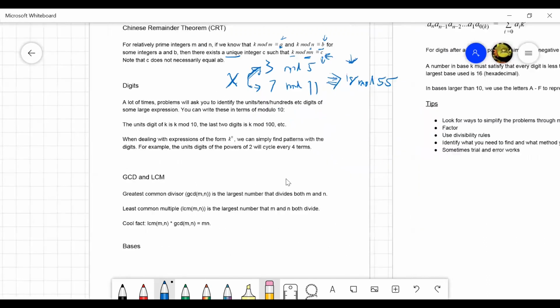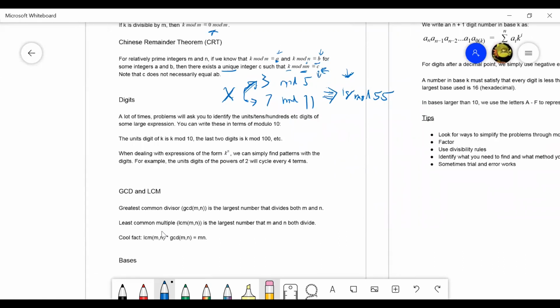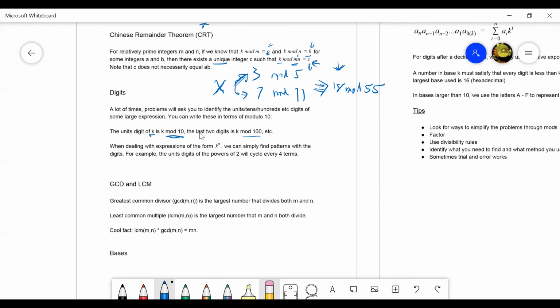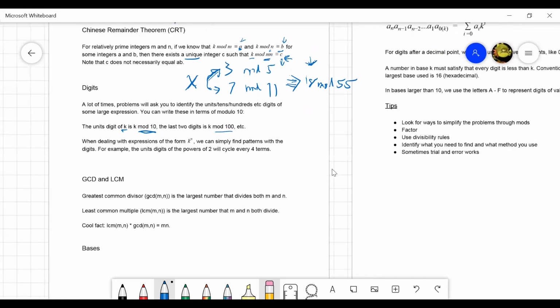All right, so next we're gonna talk about digits, and this pertains more to these combination problems where they ask you something about the units digit, tens digit, hundreds digit, something like that. The way you can deal with it in number theory is by putting it in terms of modulo 10 or powers of 10. So the units digit of some number is just that number mod 10. The last two digits is just going to be that number mod 100 and so on. And I'll actually show a pretty cool problem that uses this idea and simplifies a lot. So we'll see.